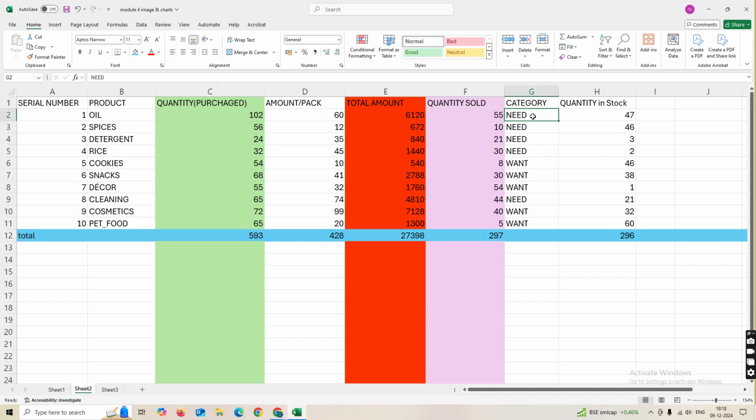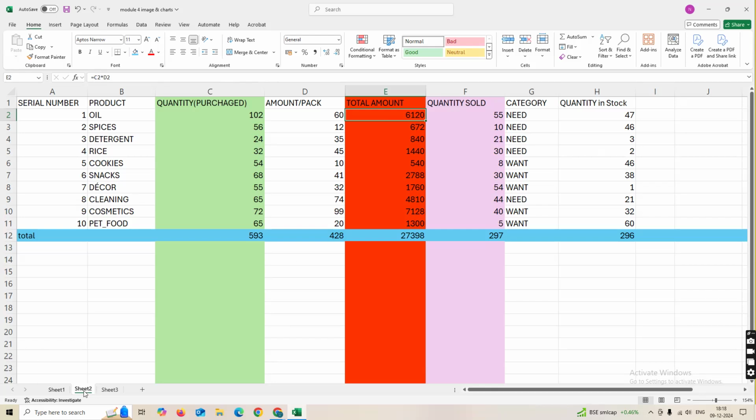Now, the conditional formula goes as sumif. What we have to sum? We have to sum if the category is need. What do we have to sum? The amount, isn't it? If the category is need, we have to sum the amount. Now, this much we understand. We have to sum the amount of what category? Only of the need category as of now.